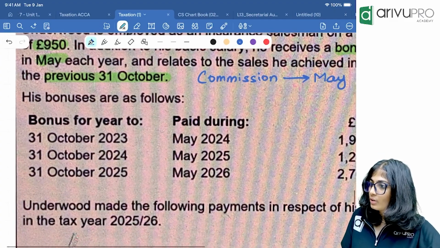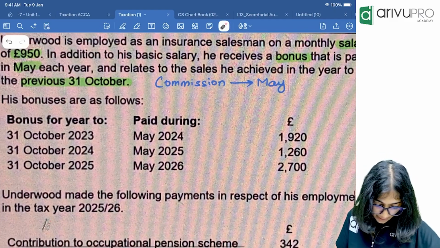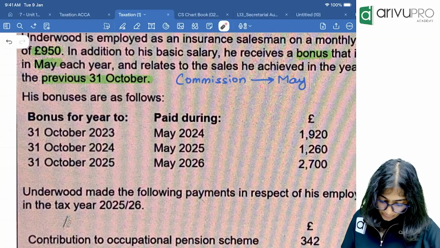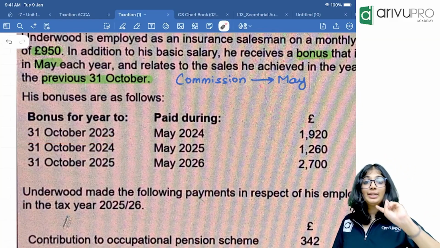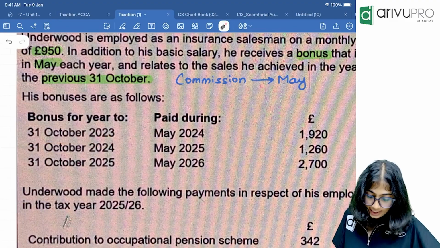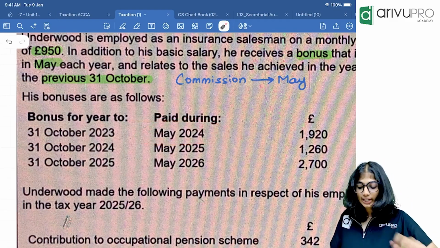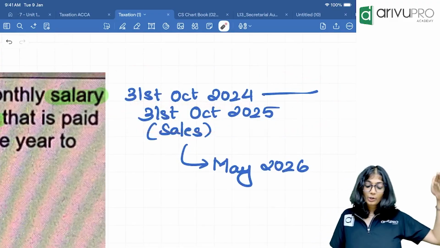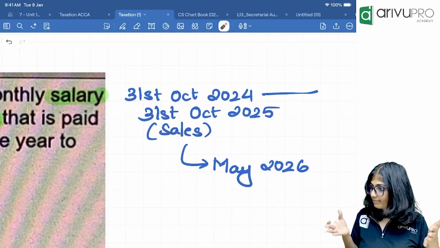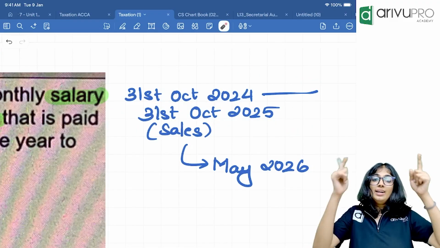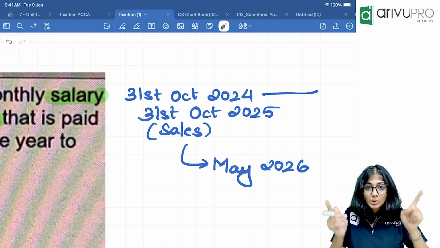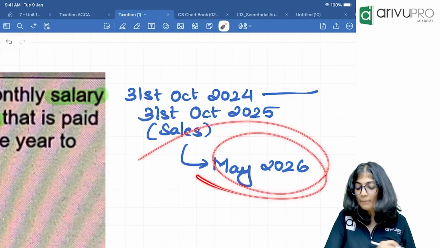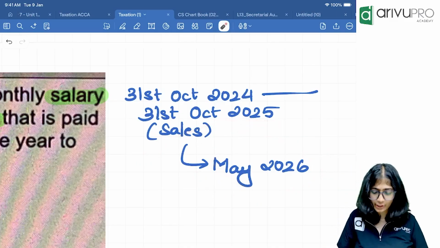Bonus, okay, it's written here, right? His bonuses are as follows. For bonuses from 31st October 2022 to 2023, he got paid on May 2024. Exactly what I said. From this period, 31st October 2024 to 2025, whatever sales he has made, his bonus, his commission, he is getting actually paid on May 2026. That's the only thing you have to remember here.